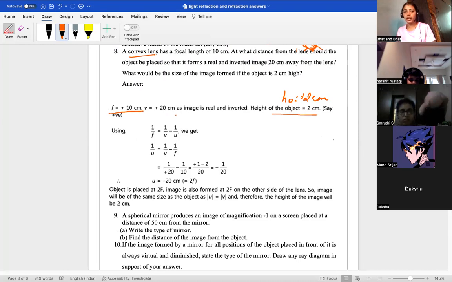And they have told, sorry, it is a real and inverted image. So since it is a real and inverted image, V will be positive. V is positive, F is positive. We have to find U. So you will get minus 20. Check whether the answer is correct or wrong. Do the calculation and see.